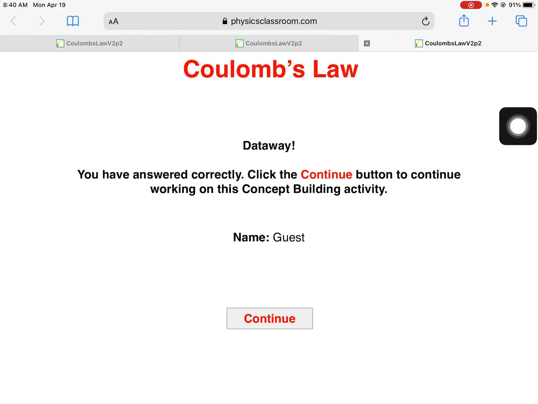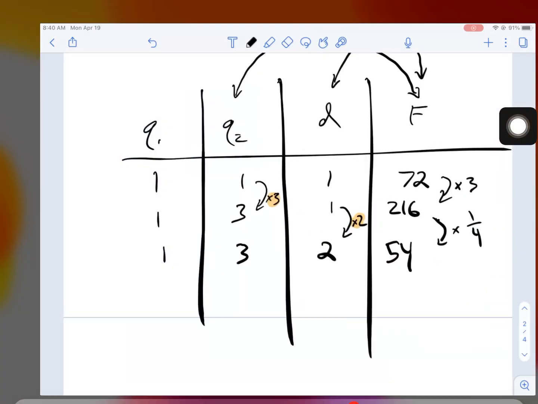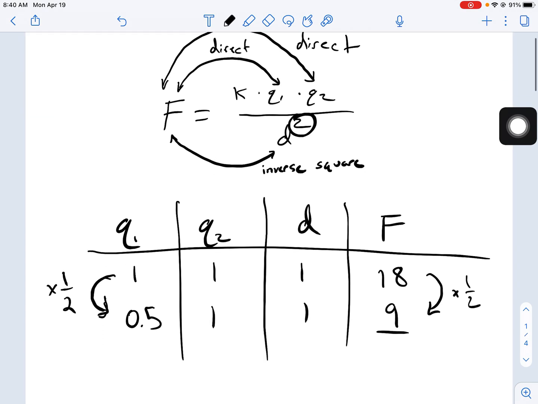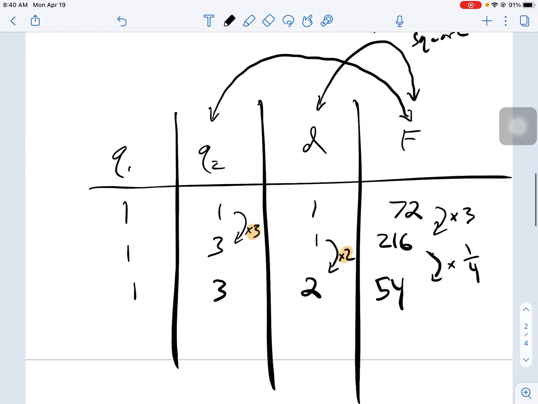That's how you do these, folks. Just remember your strategy. Make the QQDF chart. Remember the relationships. Guess numbers. You got it.